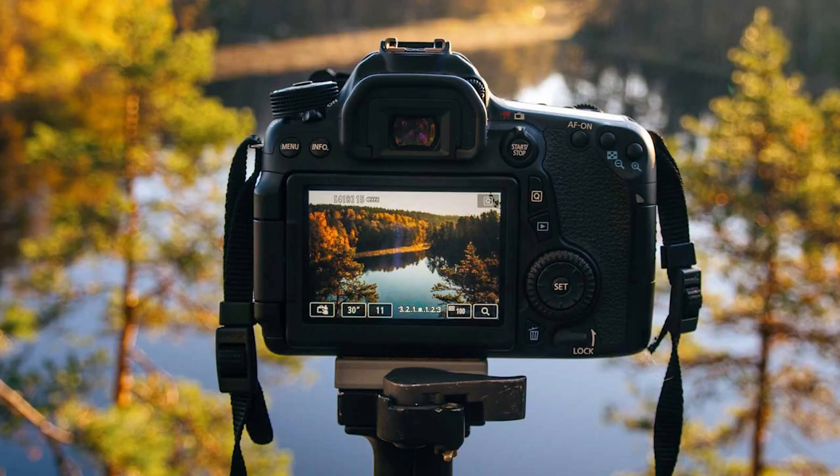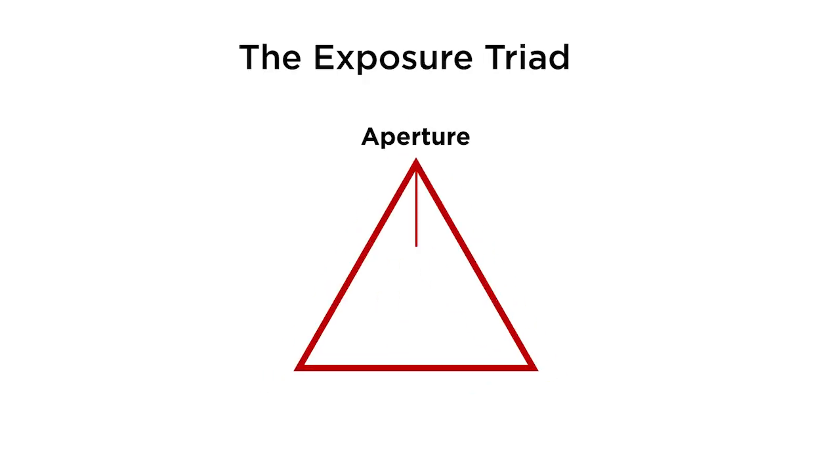You may remember from the previous video on how your camera works, I talk about three elements that make up exposure. I show the exposure triad that shows aperture, shutter, and ISO. We're going to look at those a bit more and how they work together to create the perfect exposure.